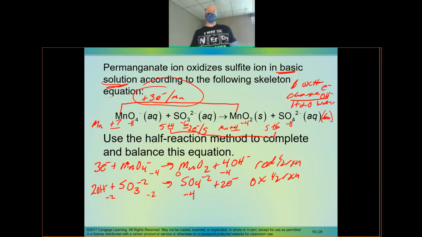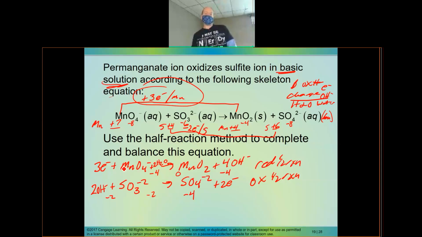All right, if we look at the oxygens, we have 4 on the left, and on the right, we have 4 here, plus 2 more here. So we have 6. So we need to add 2 waters. All right, so 2 waters gives us 6 oxygens on the left and 6 oxygens on the right. We check our hydrogens. 2 waters is 4 hydrogens. 4 OH minuses, that is also 4 hydrogens. We have our balanced reduction half reaction.